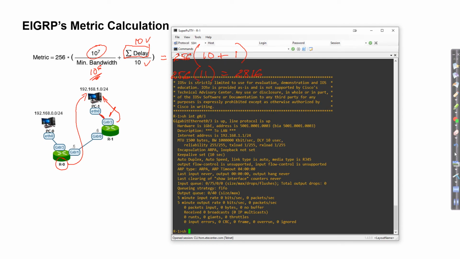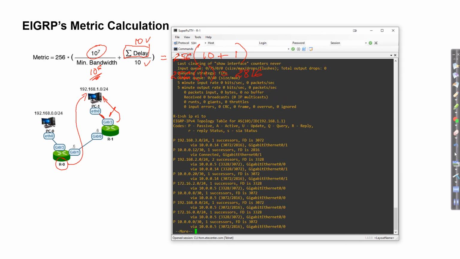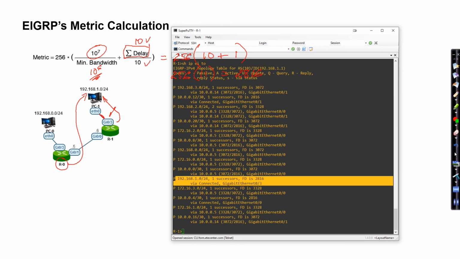With the command show ip eigrp topology, highlighted here is the output for 192.168.1.0, which is directly connected on my gigabit 0/3, and my cost, or the feasible distance, is 2816, as we just calculated. Now router 1 will advertise to router 0: I have a way to get to 192.168.1.0 and my cost is 2816. Now all router 0 needs to do is figure out its interface cost and add it to that 2816.